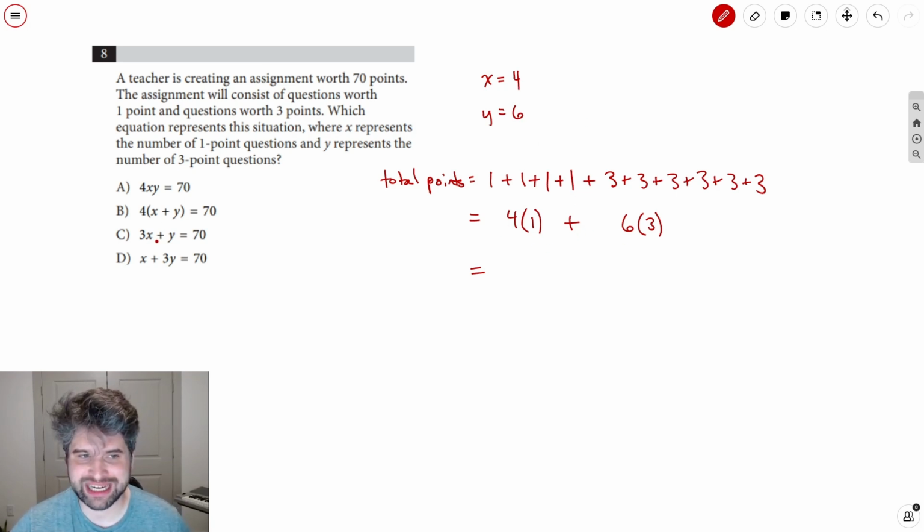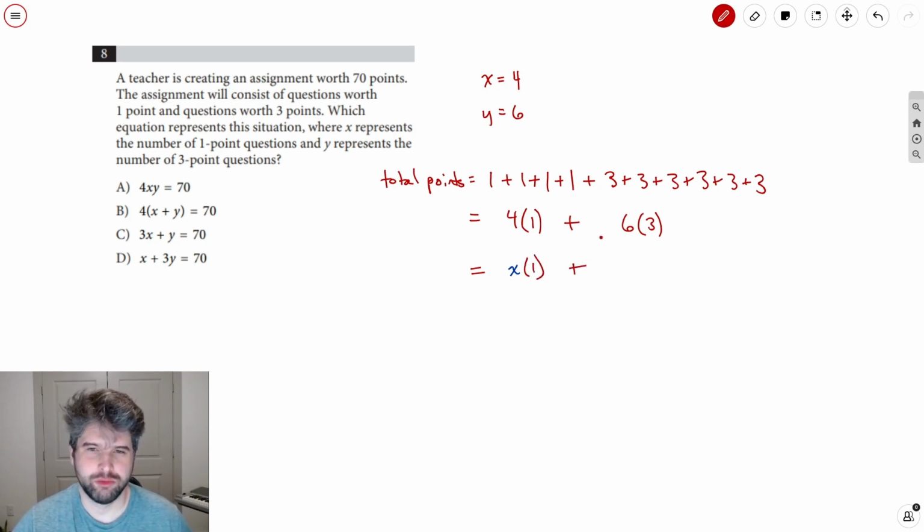The goal here is to get an expression that involves x's and y's. So somehow we've got to go backwards and replace some numbers here with x's and y's. Which ones do we replace, and which variables do we use to replace them? Well, if you remember 4, where did 4 come from? 4 is the number of 1-point questions. So that's probably x, right? So if we put x instead of 4, then that's x times 1.